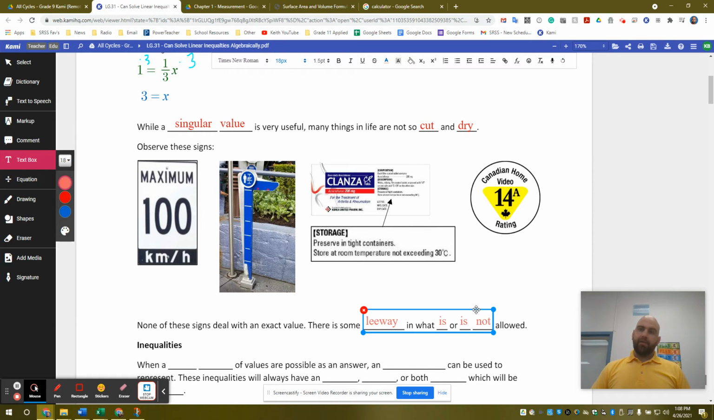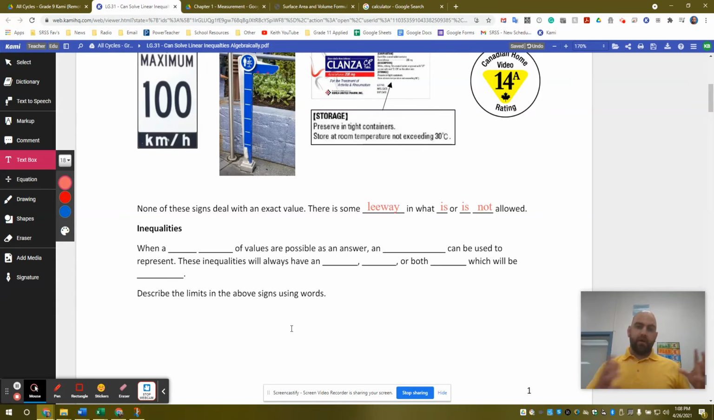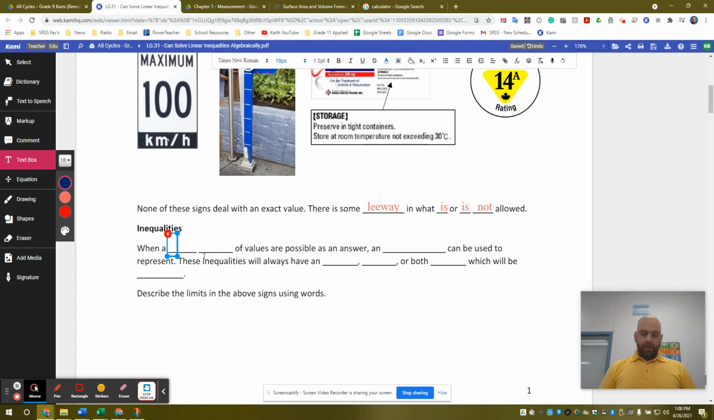And we do the same thing in math. Math is just describing our world as best as we can. In math, we have questions, inequalities, that deal with all sorts of leeway that could happen, or we could have a bunch of different answers. Sometimes we have limits on both sides, and we'll talk about when that comes into play as well. So these are inequalities. When a wide range of values are possible as an answer, an inequality can be used to represent exactly that.